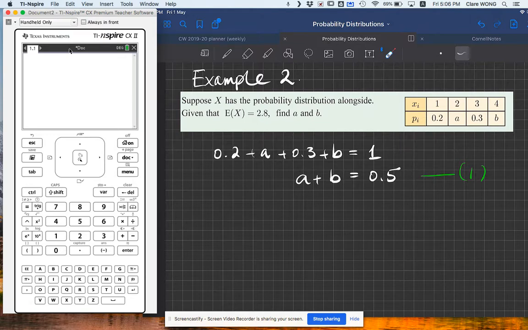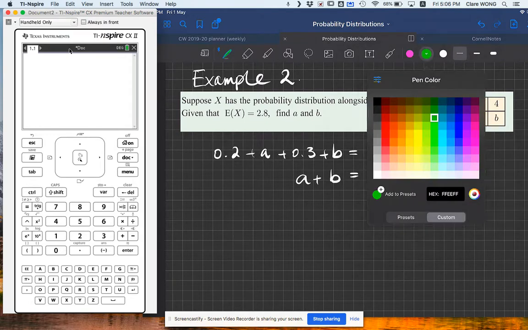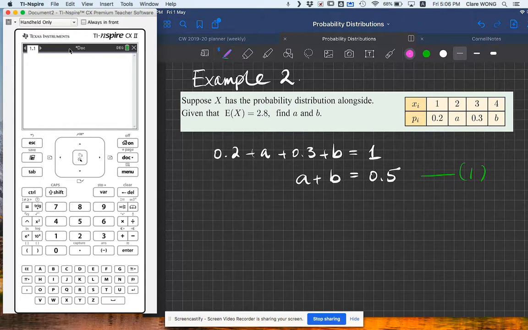So what we need is this. We need to do that times that, and then add them all up, and that should equal 2.8. We write it down: 1 times 0.2 plus 2 times A plus 3 times 0.3 plus 4B, all equal to 2.8.